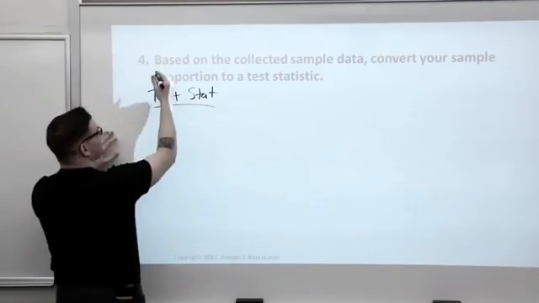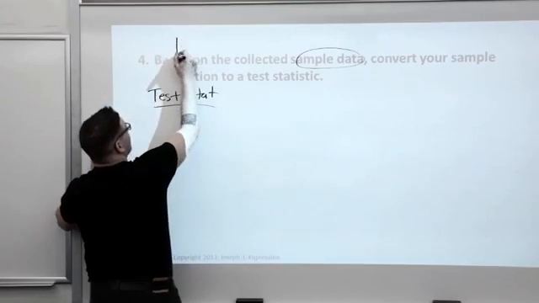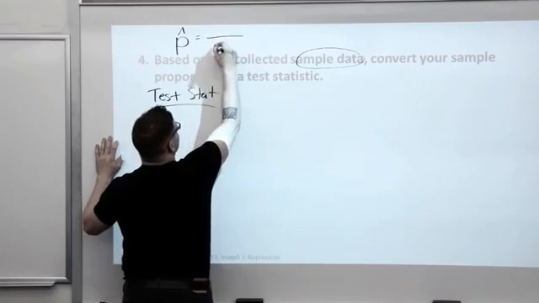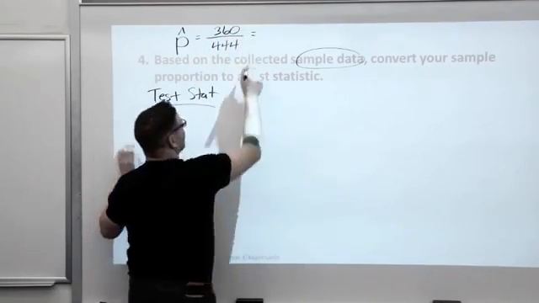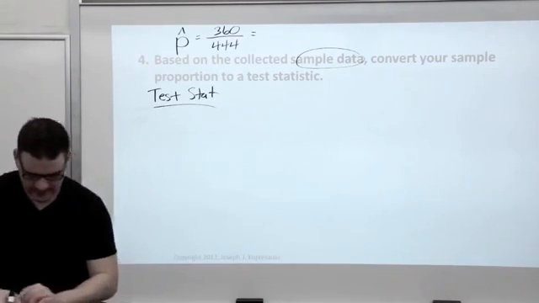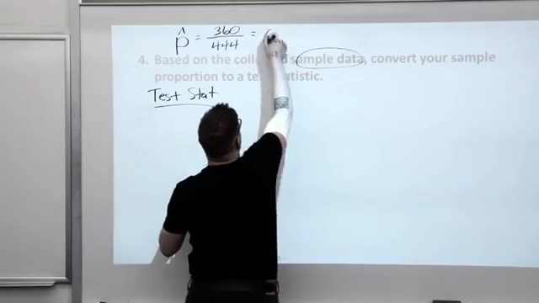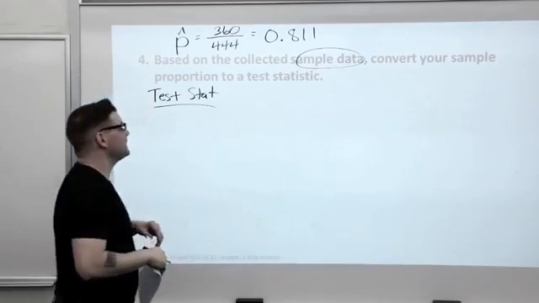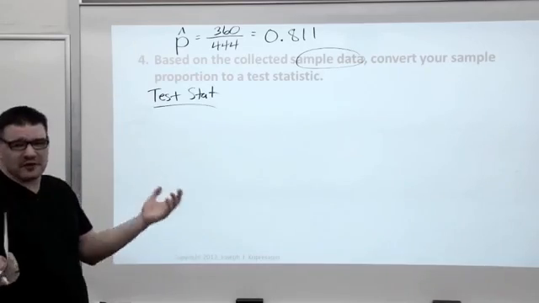Now for this problem, you've got to think of the sample data. And the sample data can be summarized as p-hat. All right, and what did we have? 360 out of 444. That's the percentage of cheaters. I guess that's about 81.1%, 0.811.